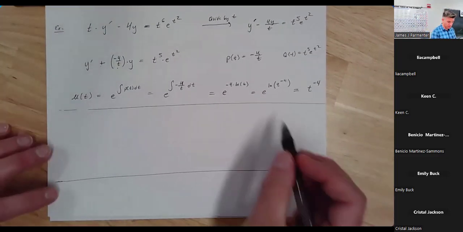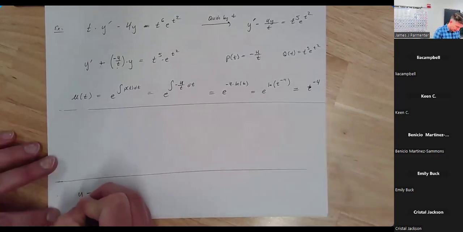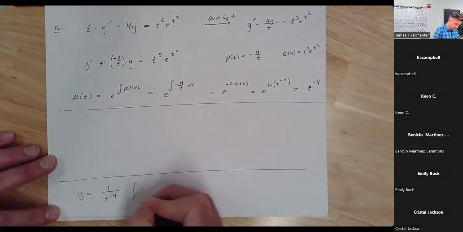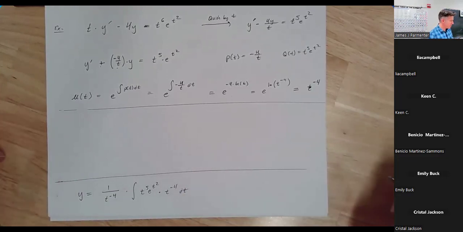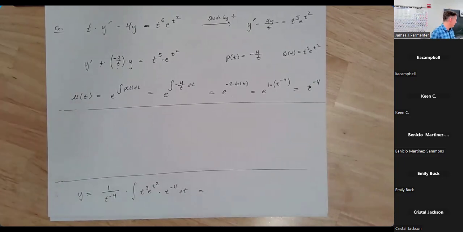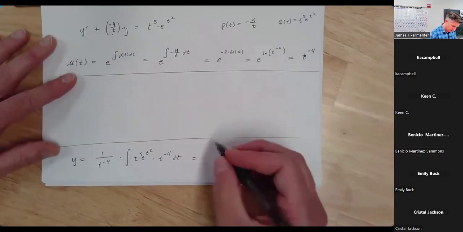The final answer, knowing just the integrating factor here, is that y is equal to 1 divided by your integrating factor times the integral of your q, t to the 5th, e to the t squared, times your integrating factor, which is t to the negative 4th. Which then simplifies actually pretty nicely. This is equal to, well, first of all, let's not write 1 over t to the negative 4th. Let's write t to the 4th. It's usually a pretty good thing to change.